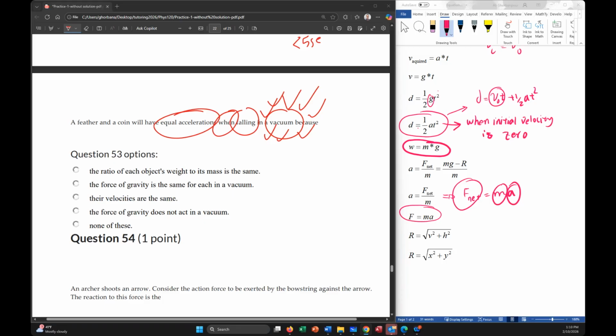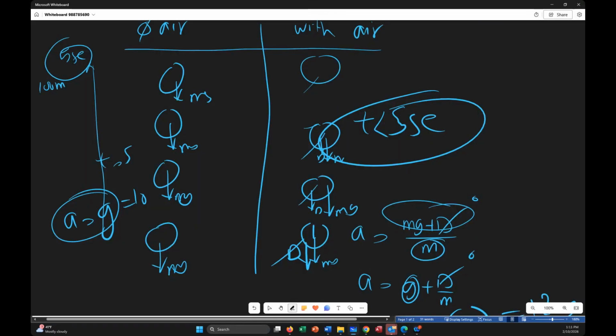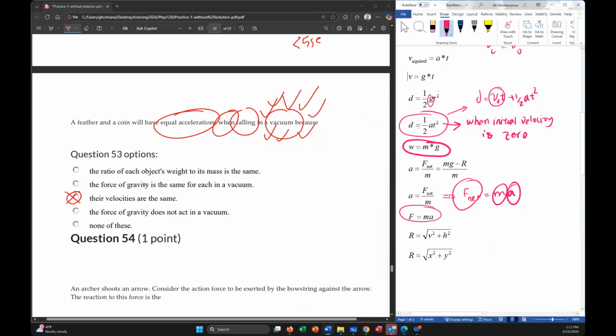The third one, the velocities are the same. You remember what I said here? I said when there is no air drag, the acceleration is the same. A is g here, A is g here, yes? Which one of these options is telling the acceleration is the same for both?